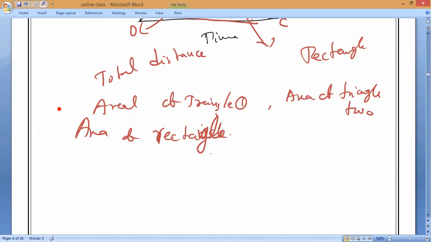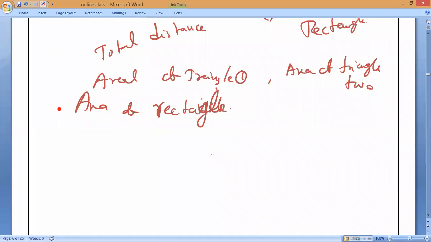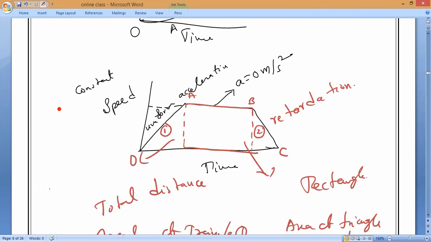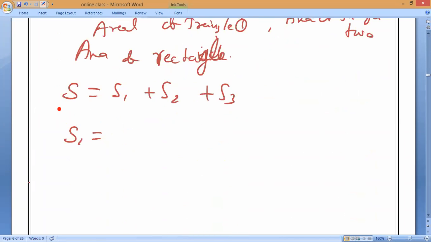Okay. Now, if you notice, guys, the sum of the total distance equals S1 plus S2 plus S3. So now, S1 is equal to what? Increasing acceleration. So you can take the total distance traveled divided by the total time taken. So S1 means the total distance of S1 plus S2 plus S3.